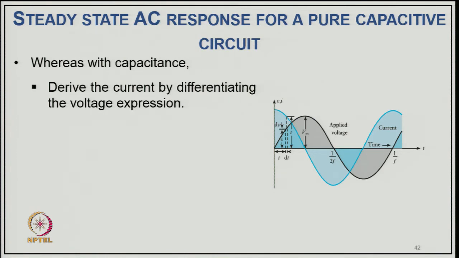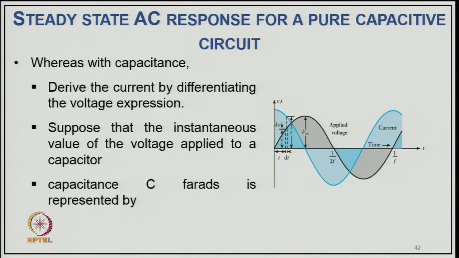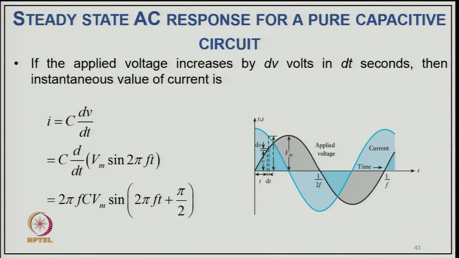With capacitance, we derive the current by differentiating the voltage expression mathematically. Suppose the instantaneous value of the voltage applied to a capacitor C, in farads, is represented by v = Vm sin ωt, that is v = Vm sin 2πft. If the applied voltage increases by dv in dt seconds, then the instantaneous value of the current will be i = C dv/dt, which equals C d/dt of Vm sin 2πft, and that becomes 2πfC Vm sin(2πft + π/2).